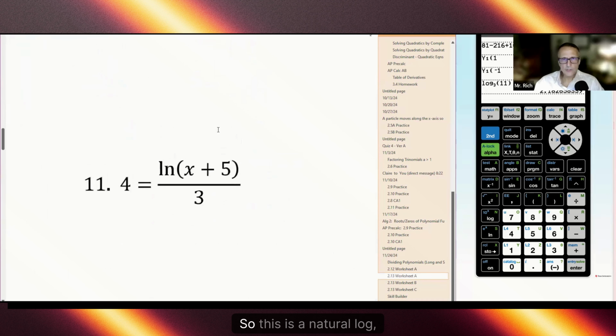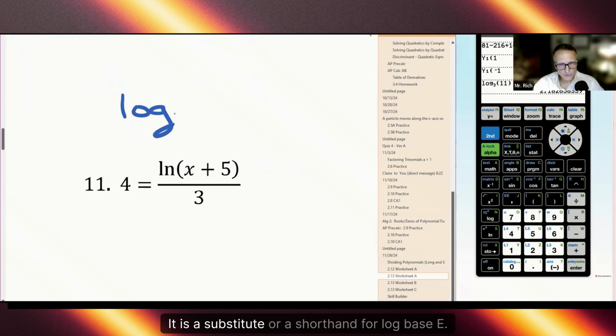Here, this is a natural log, right? So don't forget, what in the world does ln stand for? It is a substitute or a shorthand for log base e. That's all that it means.